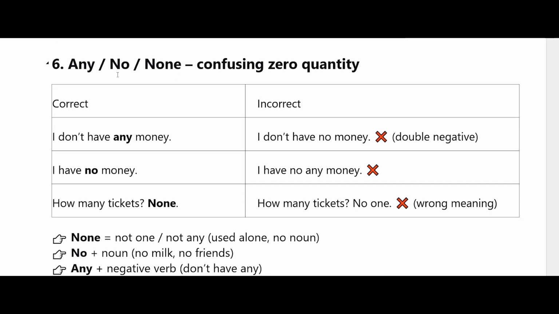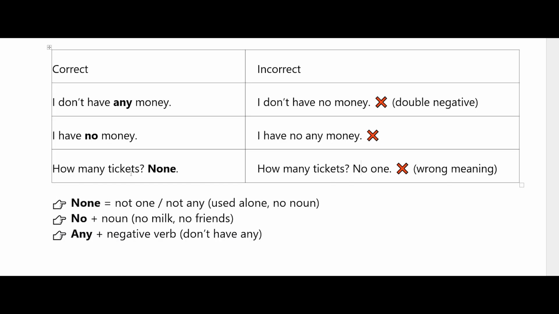6. Any, no, none, confusing, 0 quantity. So correct: I don't have any money. Incorrect: I don't have no money, it's a double negative. In English, it's a red flag. I have no money, it's okay, you can say so, but you can't say I have no any money. That's strange. And how many tickets?